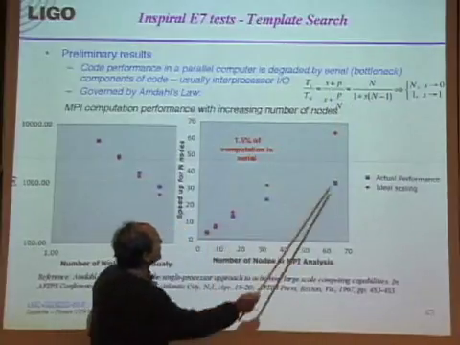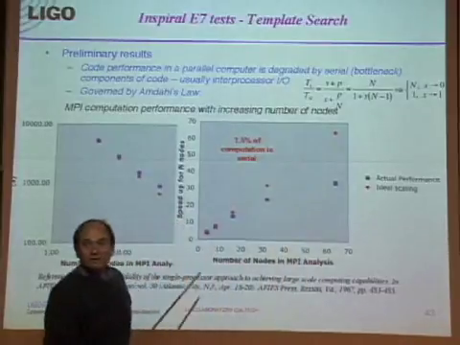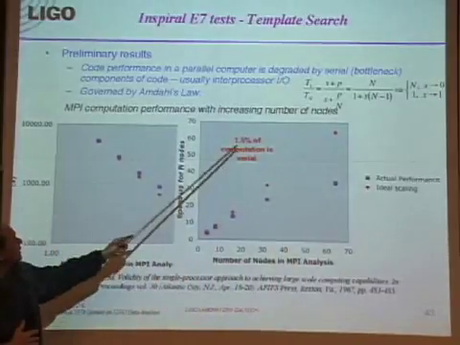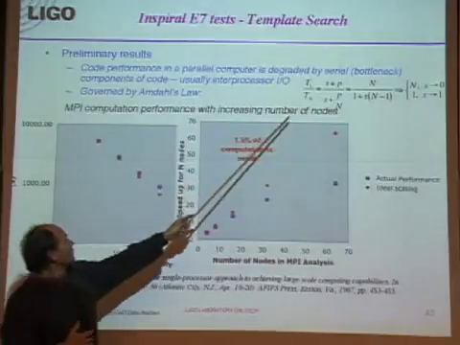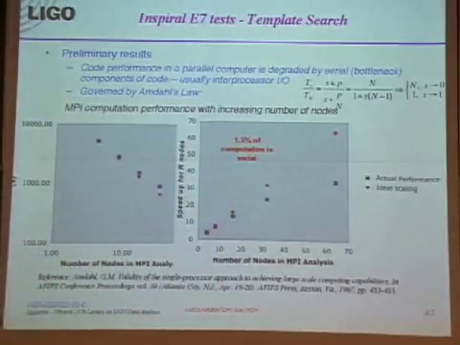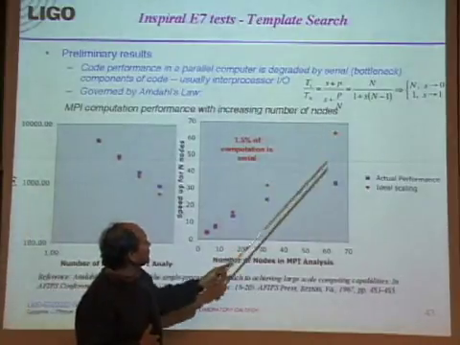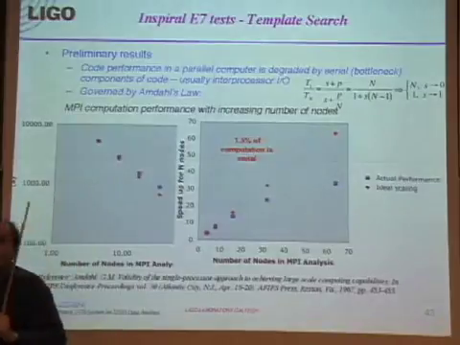And it turns out that such a simple expression very nicely fits the data that were observed at Milwaukee. And the surprising thing is that it's sufficient to have only 1.5% of the computation be non-parallelizable to produce a factor of 2 degradation already at 64 nodes.